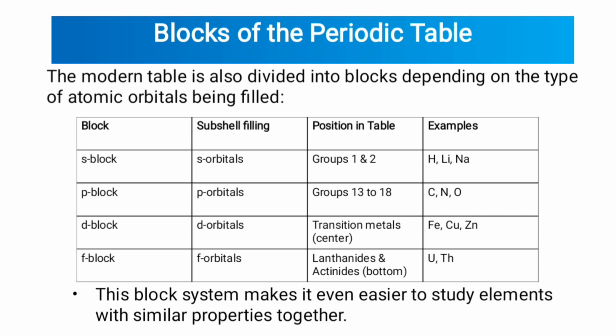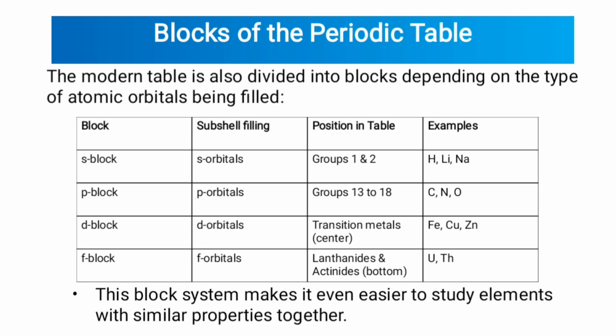The s block has s subshells filling, with s orbitals, and its position in the table is groups 1 and 2. Examples: hydrogen, lithium, sodium. And the p block has p orbitals, which is groups 13 to 18. Examples: carbon, nitrogen, oxygen. And the d block has d orbitals, and its position in the table is the transition metals, in the center. Examples: Fe, Cu, and Zn. The f block has f orbitals, with its position in the table as lanthanides and actinides at the bottom of the table. Examples: U and Th.